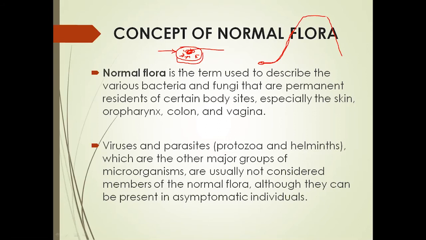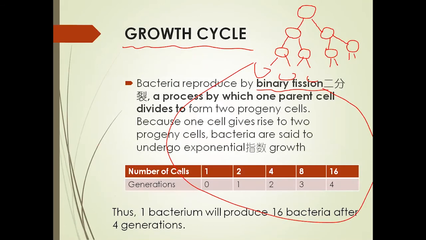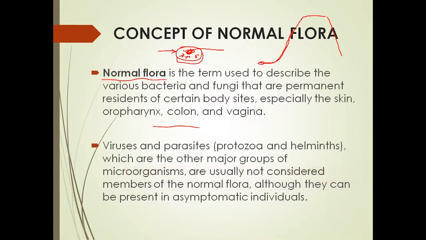So we say normally on the superficial of the human being, we have some bacteria just living on the superficial of the body, like the skin. They do not grow like we talked about before, getting bigger. They keep the same amount. So that's the special word: normal flora. Yeah, normal flora.